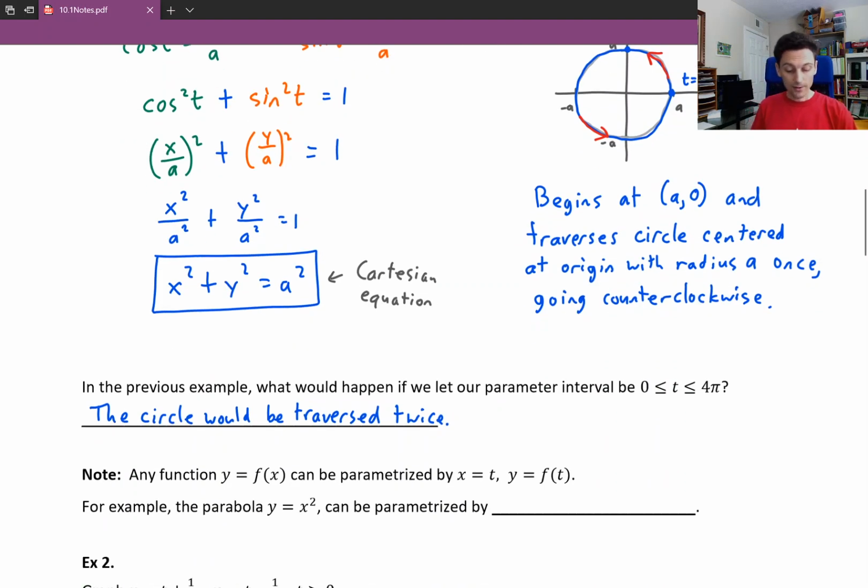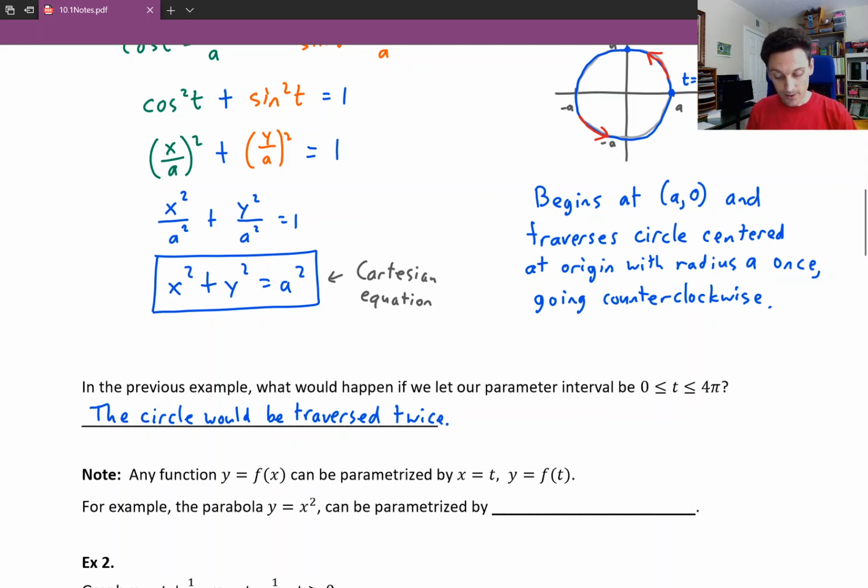Now, one other note before we close off this video is that any function y equals f of x, so that's a Cartesian equation, right? That's a Cartesian equation, but written solved for y. Any kind of function y equals f of x can be parameterized by letting x equal t and y equal f of t. That would be a set of parametric equations that can handle any function of x.